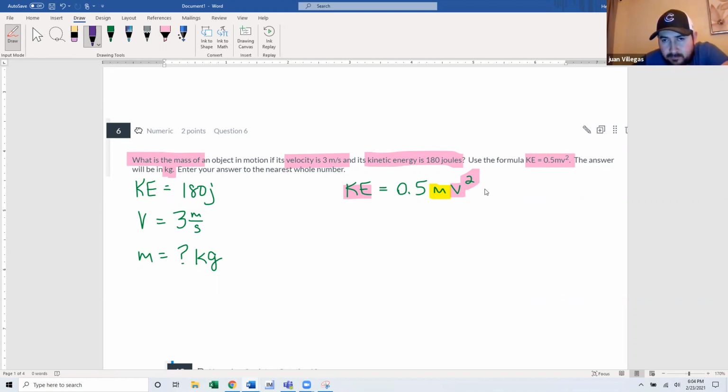So the cancel out method: we'll move the V squared first. The 2 methods are this. One is we can cancel out the V squared on this side by forcing it to be 1. So what could we divide V squared by?